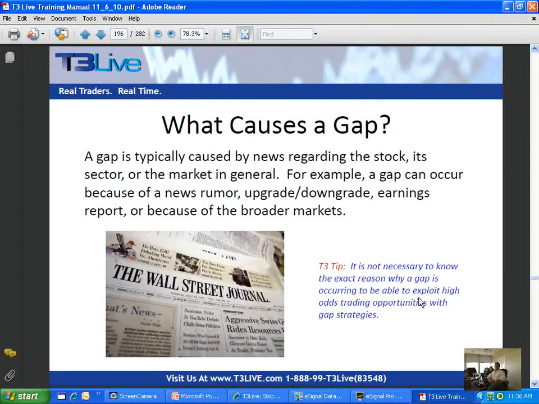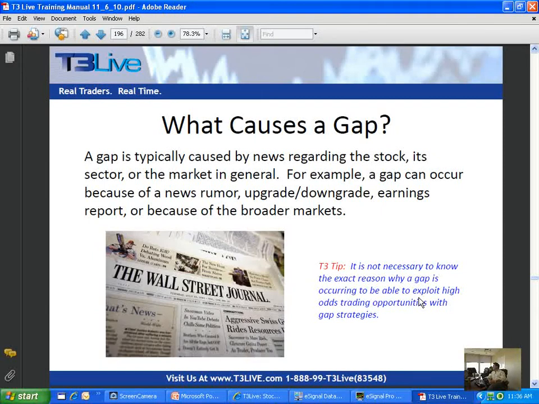What causes a gap? Gaps are caused by news that can happen to a certain stock or sector. For example, a gap can occur because of an upgrade, a downgrade, an earnings release, or some sort of broader market news. It's not necessary to know the exact reason why a gap is occurring to be able to exploit high odds trading opportunities with the gap strategy. So does it really matter if stock XYZ gaps up, let's say $1 or 10% overnight because of a rumor or an earnings report or an upgrade or downgrade? It's really not relevant to the technical trader.